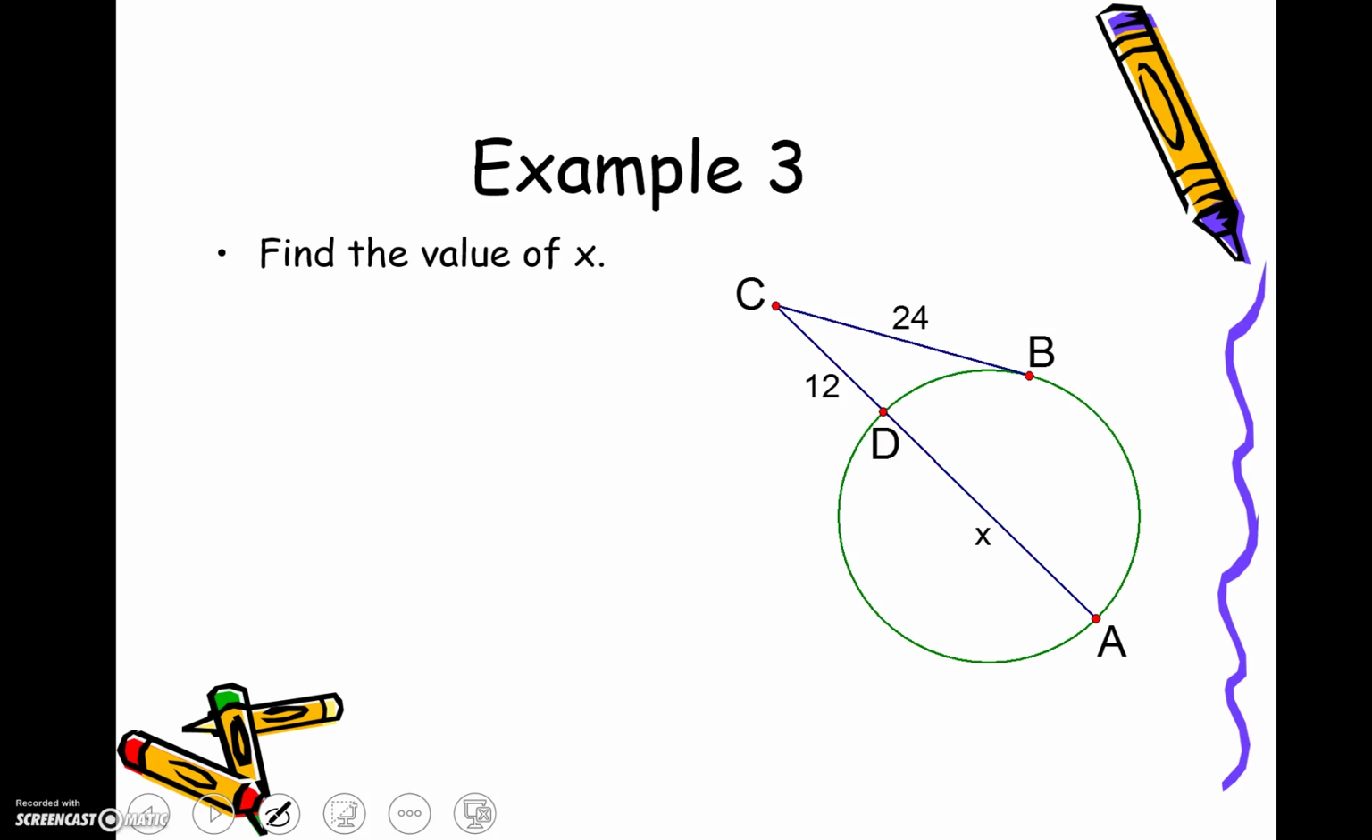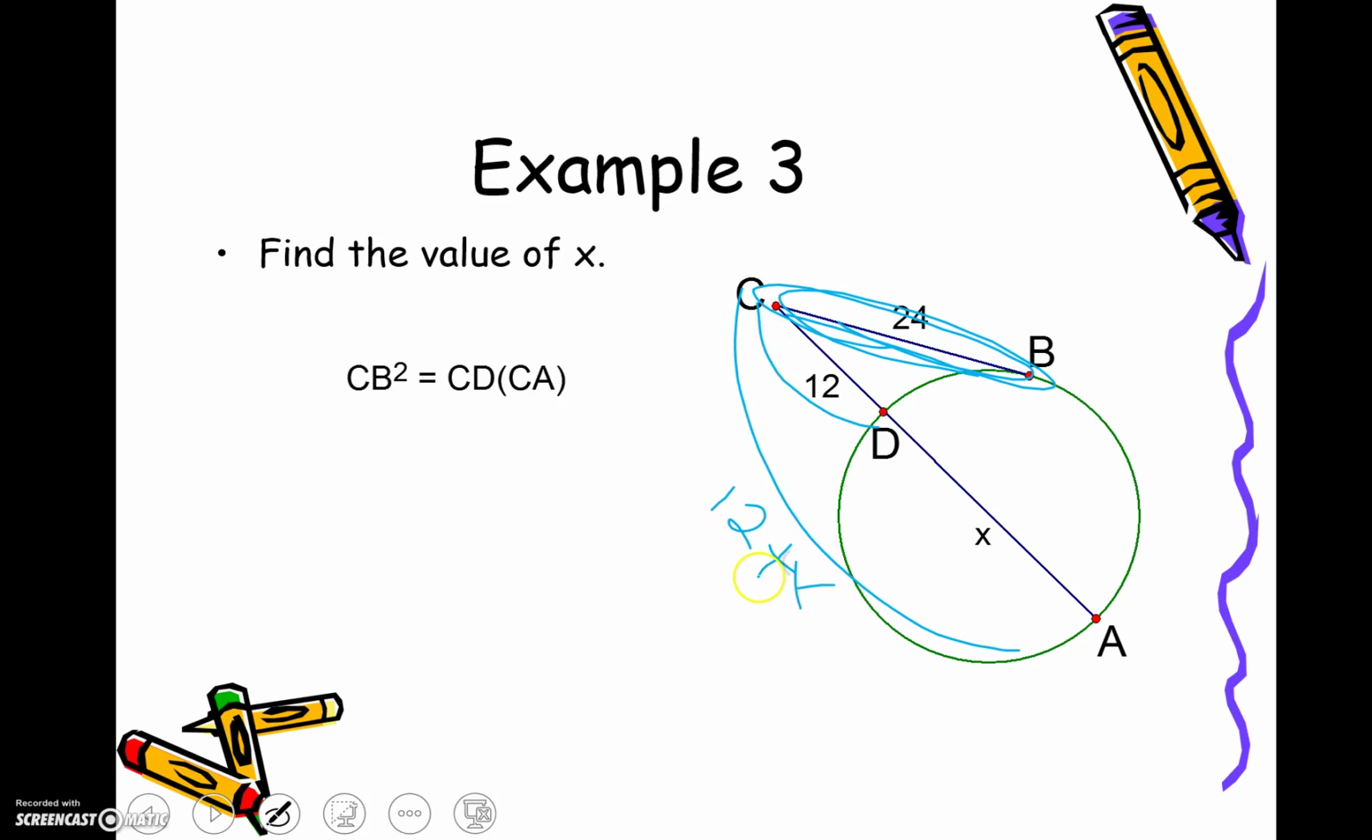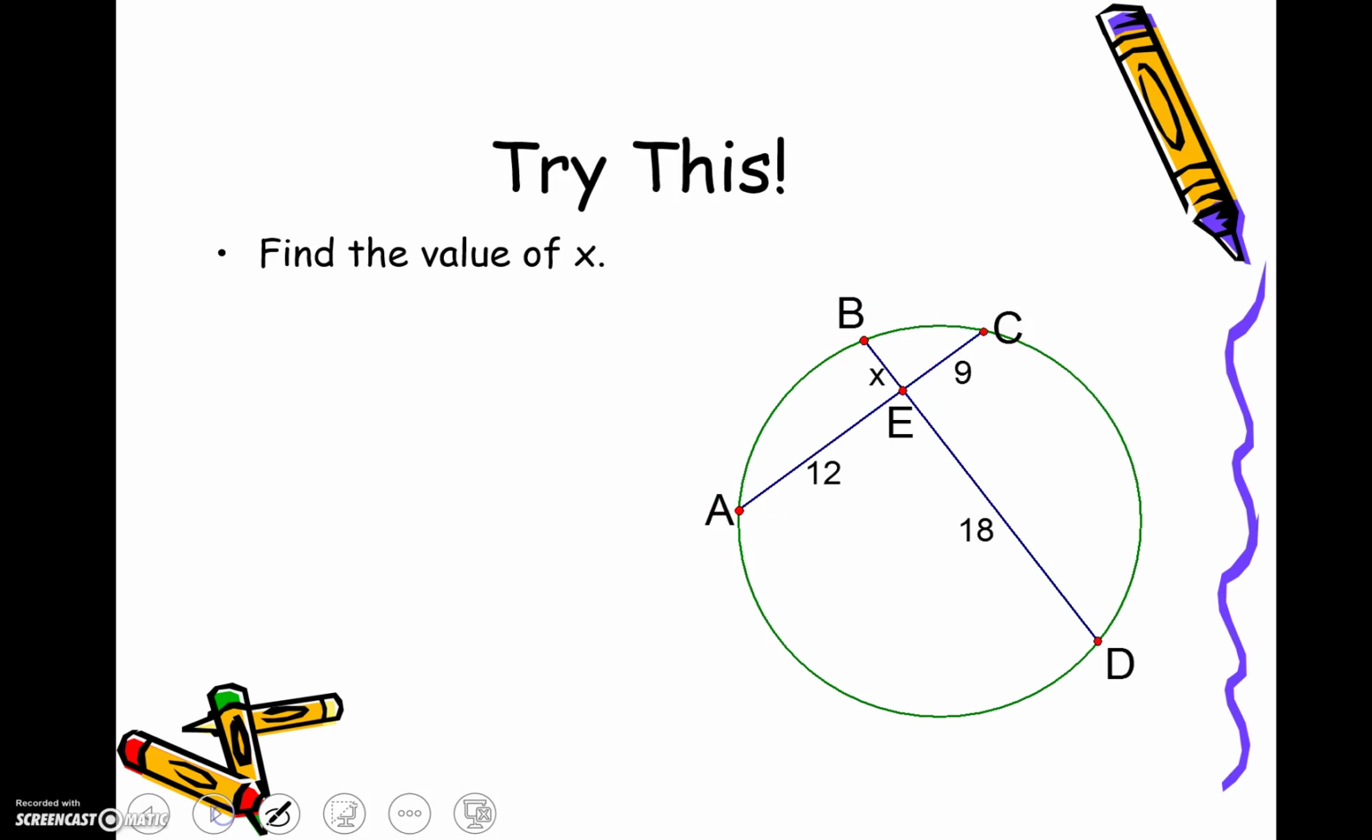So for this one here, now we have a tangent. Remember, the part and the whole are going to be the exact same thing here. So we know we're going to be doing CV squared and then part to whole. The whole in this part is going to be 12 plus x. So let's substitute that in. We have 24 squared equals 12 times the quantity 12 plus x. Squaring out the 24 and distributing the 12, I'm then going to subtract 144 and then divide by 12. So the x value here is 36. Go ahead and try these on your own. Hit pause and then come back to see if it's correct.